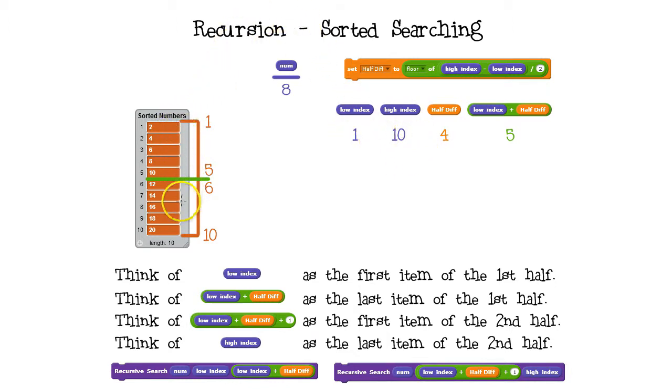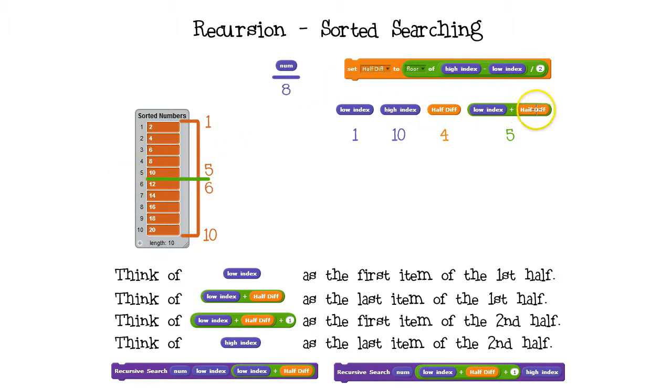It'll calculate half of the difference and save that in the half-diff variable. Take the high index value minus the low index value, and divide that by 2, then remove any fraction beyond the decimal point by using floor. 10 minus 1 is 9. 9 divided by 2 is 4.5, but floor removes the 0.5, so it's left with 4. It's important I have nice integer values, since it's specifying items in the list.